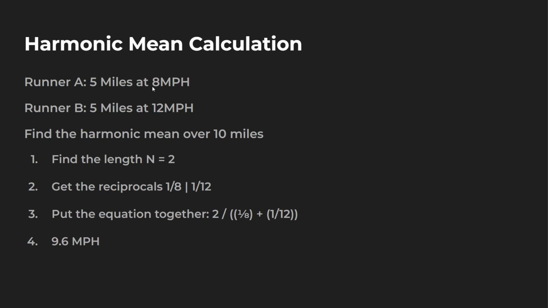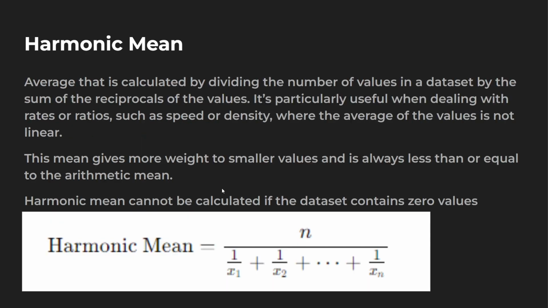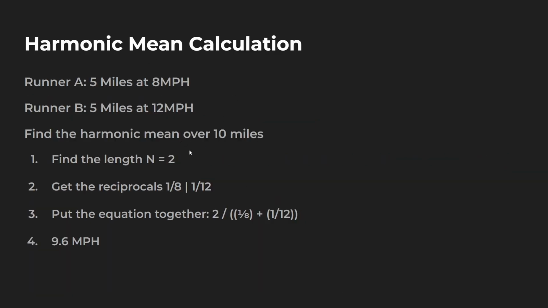Then you need to find the reciprocals. So we have 8 miles an hour and 12 miles an hour, right? They're both standardized running 5 miles. So what we're going to do is 1 divided by 8 and then 1 divided by 12. We go back to this formula, 1 over x1 plus 1 over x2, and it keeps going on, right? I made this easy with 2, so that's why we have 1 divided by 8 and then that.